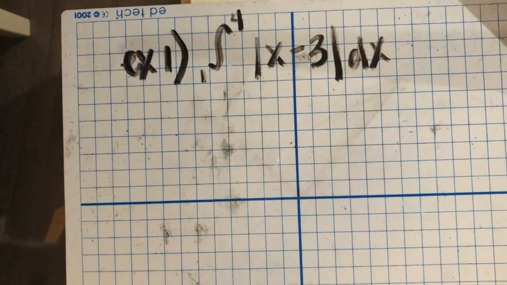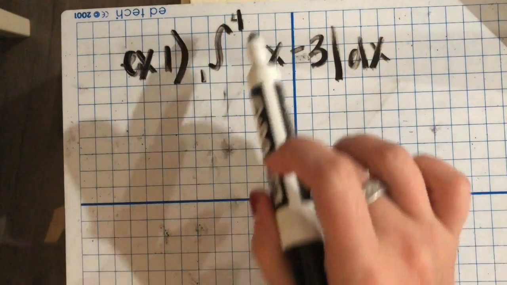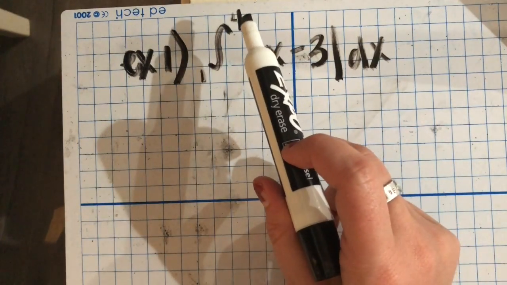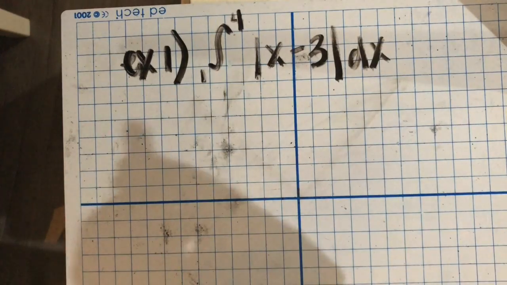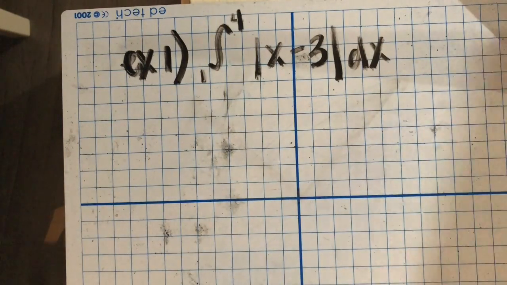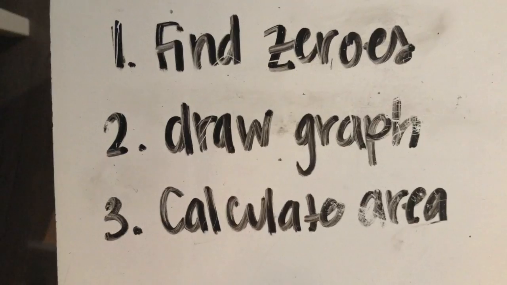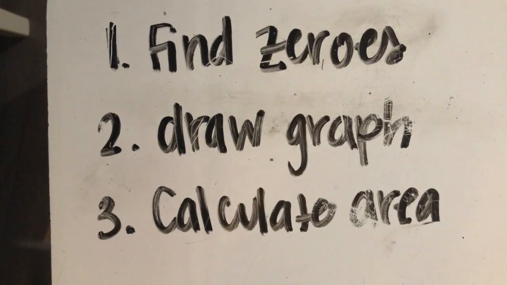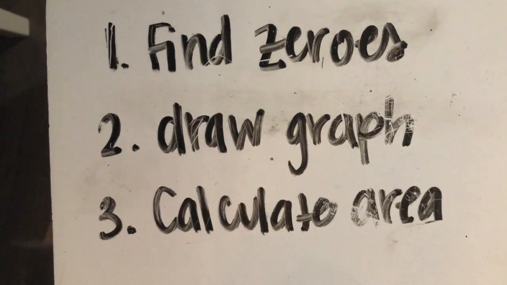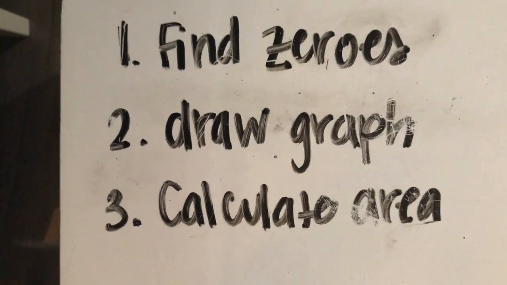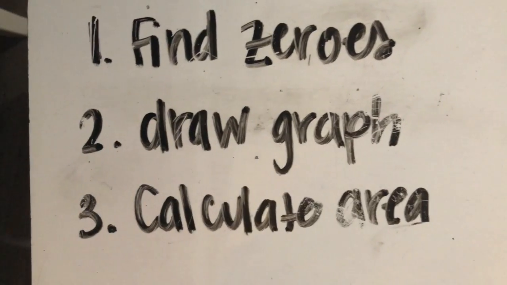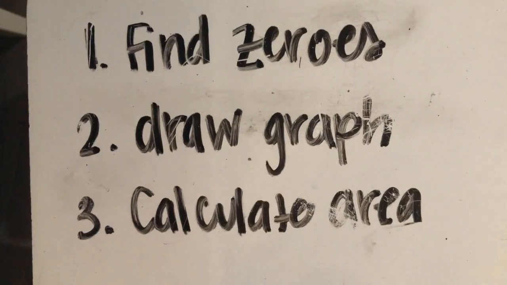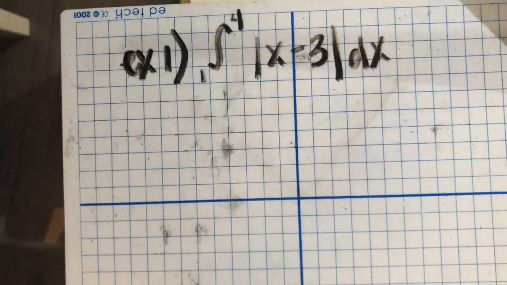So here's our first example. We want to take the integral of the absolute value of x minus 3, from 1 to 4, so those are my bounds. In order to do this, we're going to follow a couple of steps. Our first step is to find the zeros, to figure out what this graph looks like. Or you can use your knowledge of the parent function and your h and k and move things around. So we're going to find the zeros, draw the graph, and then calculate the area. Easy peasy. Here we go.